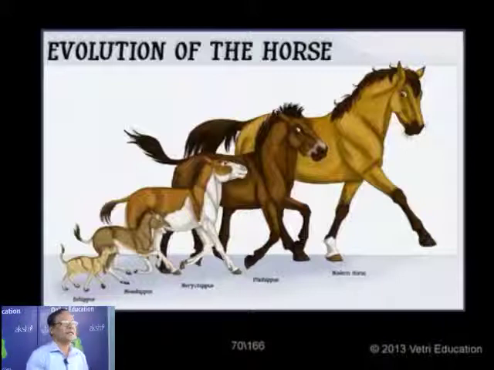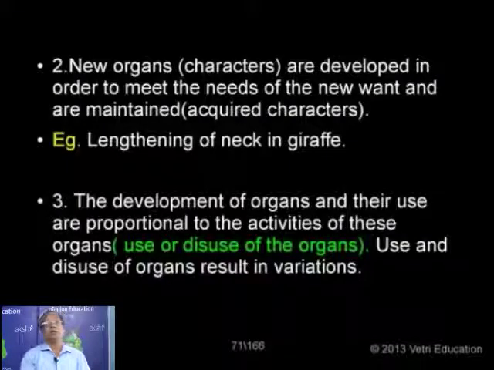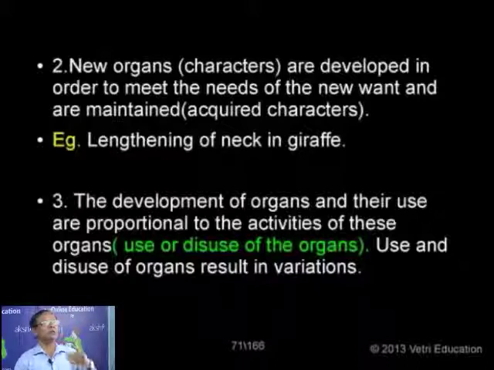What was his second concept? The second proposition: when there is a need for an organism, new organs or characters are developed in order to meet the needs of the new want. When the organism wanted to have one structure in its mind, that organ has developed, that organ has increased in size. That is, modifications occur in that organ. That is the second concept.